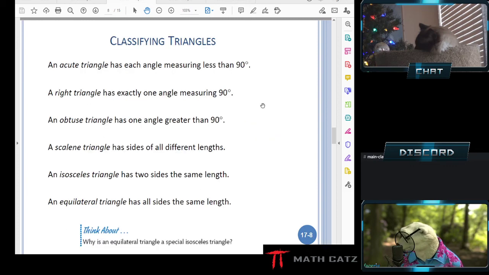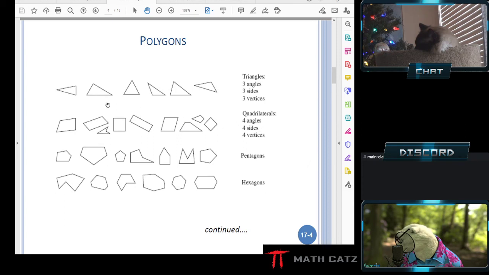Classifying triangles. A lot of this will be familiar, but these are words that you will use in elementary school, so we have to know them. An acute triangle has each angle measuring less than 90 degrees. Let's go look for an acute triangle. That is an acute triangle. All angles are acute angles. That one is as well.